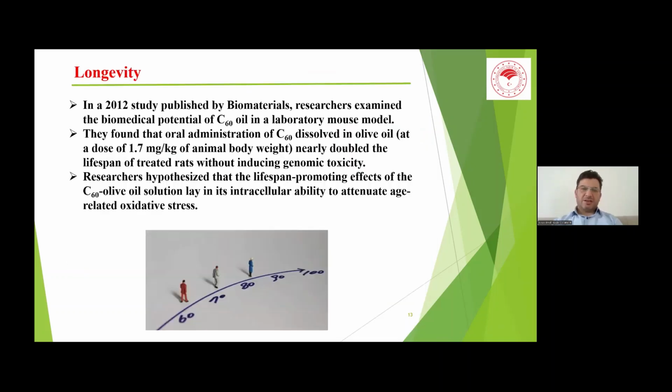There are also some other studies about the longevity effect of fullerene. In a study published by Biomaterials, the biomedical potential of fullerene oil was examined in laboratory mouse models. Again, a rat nutrition study was done. Researchers hypothesized that the lifespan-promoting effect of the fullerene olive oil solution lay in its ability to counter age-related oxidative stress. The olive oil soluble fullerene reduced age-related oxidative stress in this study.